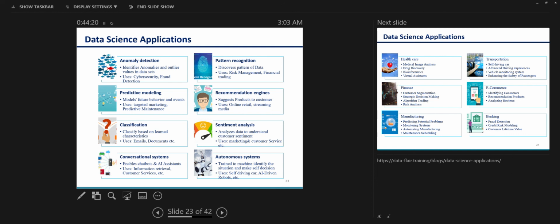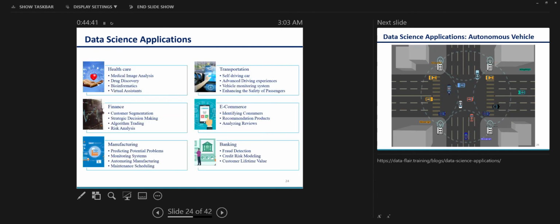Recommendation we can use in online retail and streaming. Classification we use in email and documentation, marketing and customer service. And conversational we use in AI assistants and autonomous vehicles, self-driving cars. So these are some applications where we use these methods of data science. These are the application fields: healthcare, finance, manufacturing, transportation, e-commerce, and banking. So these are different application fields where it can be used.